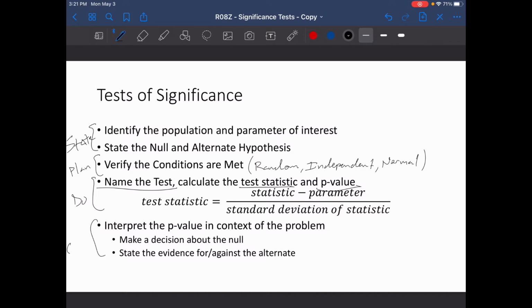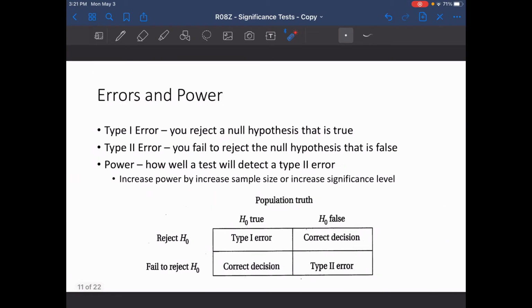And then finally, you need to conclude. Okay, so you need to interpret the p-value in the context of the problem. You need to make a decision about the null. That's how you do this. Make a decision about the null, and then you need to state evidence for or against the alternate. The alternate hypothesis is what you need to include, or what you need to make a decision on based off of your null hypothesis. So you need to include something that has to do with the alternate hypothesis in this case. So I would highly suggest writing this down for tests of significance, because it needs to be included. All of that needs to be included for this, okay?